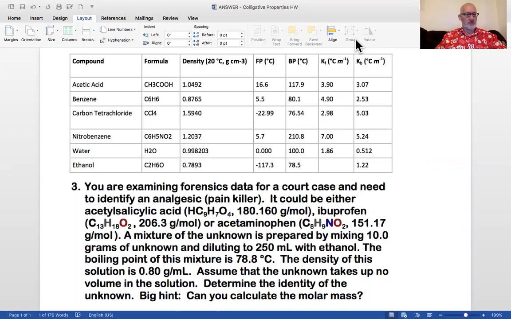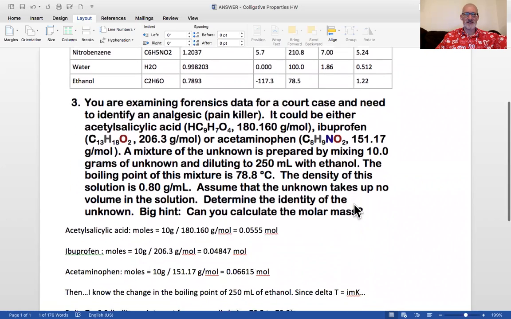Wanted to run through the answer to the colligative problem work that was assigned back on Friday. Gosh, that would have been probably May 22nd. So the only problem that you really had to do was problem number three, and it's a complicated one. So I wanted to walk through it with you. You've got this table of data up here and then a lot of information. So we're going to sift through this together and see if this makes sense.